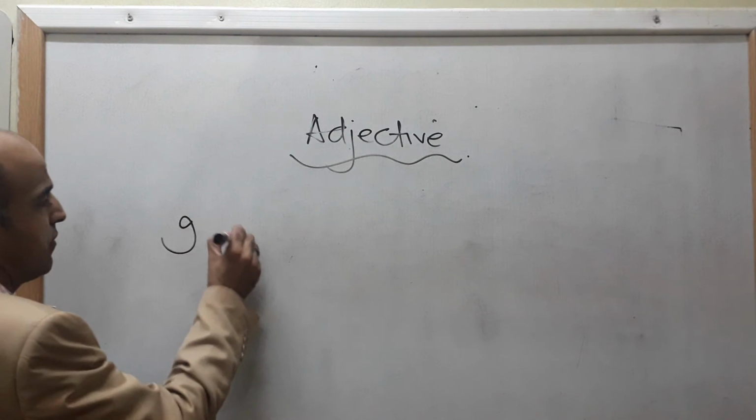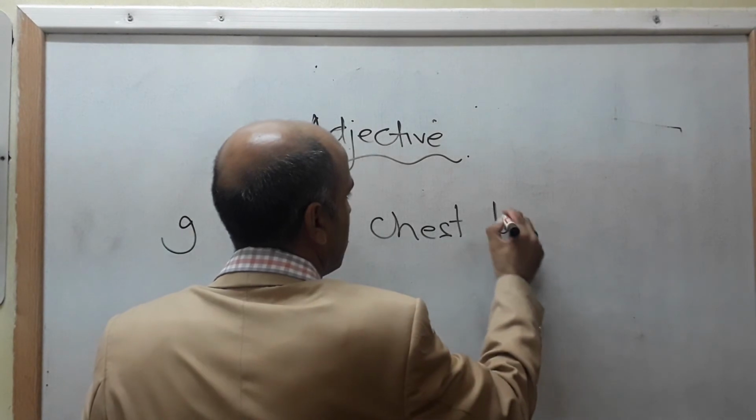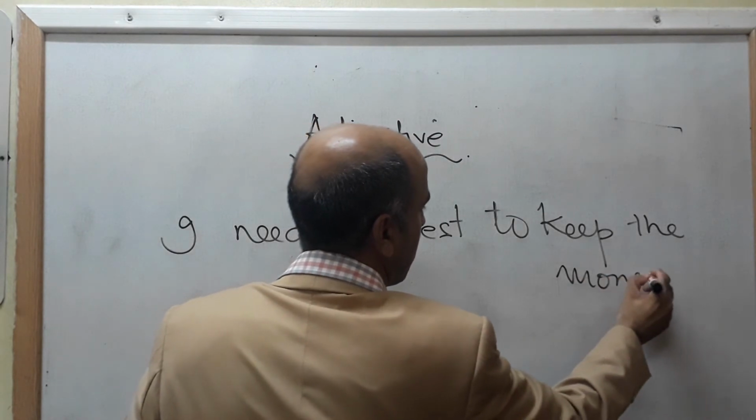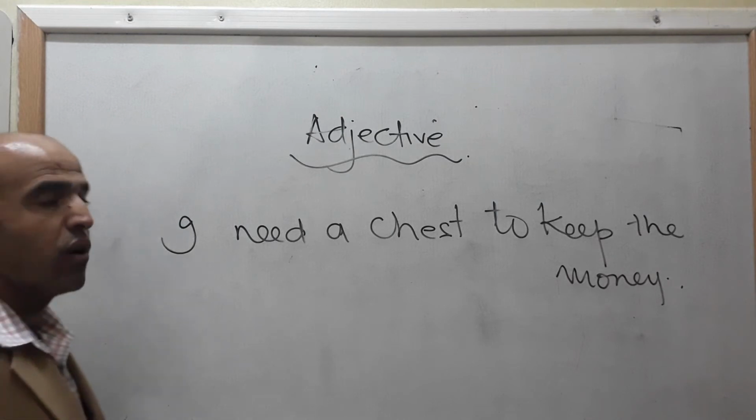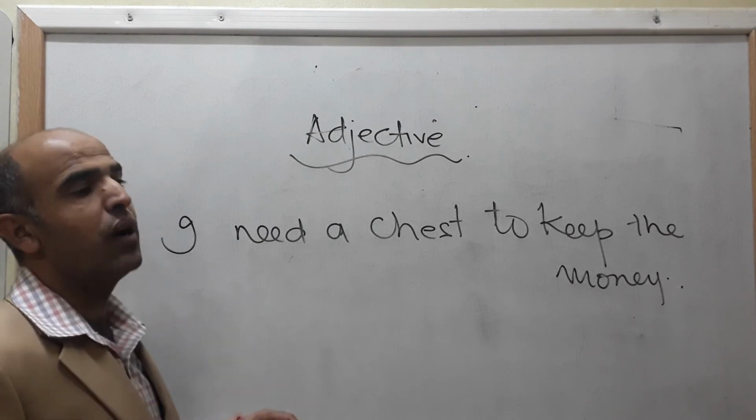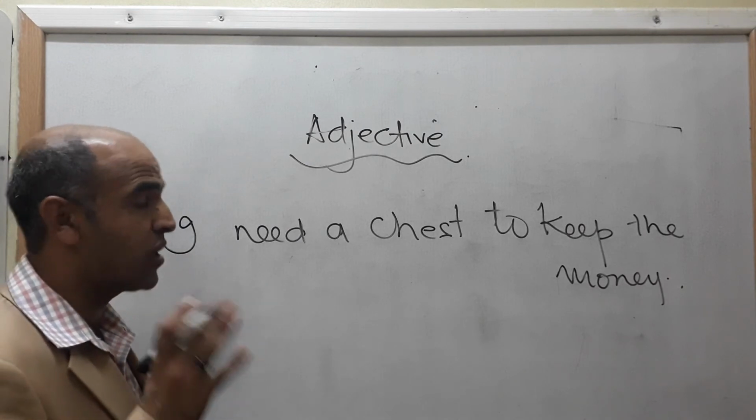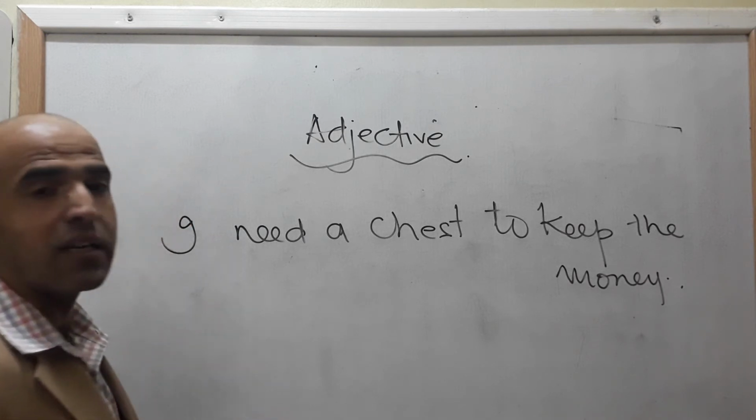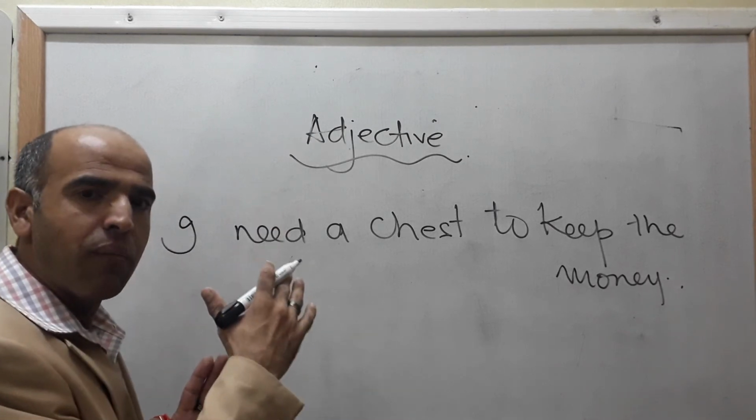I need a chest to keep the money. Now, look, first of all, you will have to find out the function of an adjective in a sentence. Your adjective provides additional information about your noun or pronoun. Most of the time your adjective precedes your noun or pronoun. Precedes means comes before your noun.